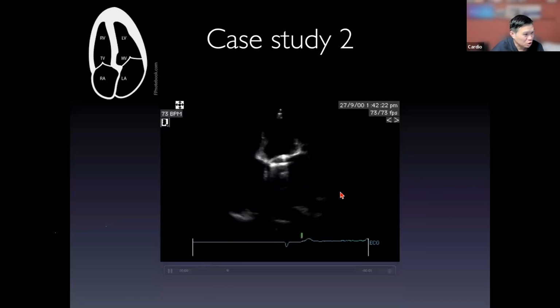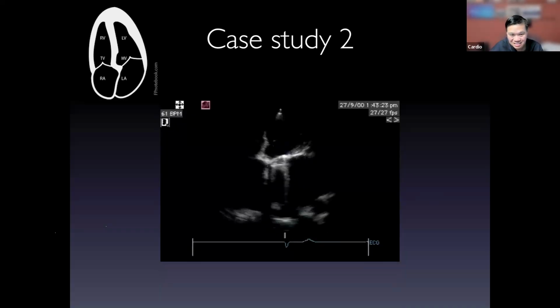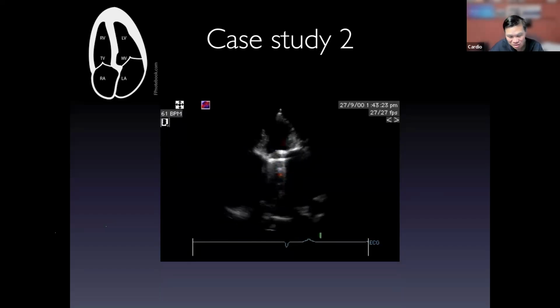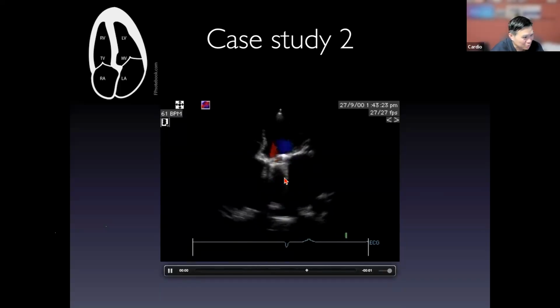Feel free to type it in or shout it out. Oh, actually, this is the artifact I was going to show you. That was the mechanical mitral valve, but this is the artifact I want to share with you.